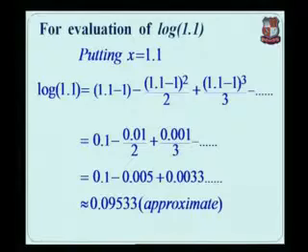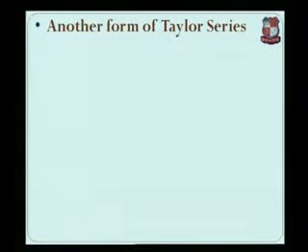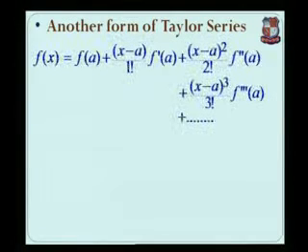So this is the application of Taylor series or Maclaurin series. First of all we expand the function, and then after we put the value that is inside the domain. Now another form of the Taylor series, we have this formula: by the Taylor, f(x) is equal to f(a) plus (x minus a) by 1 factorial f dash a plus (x minus a) square by 2 factorial f double dash a plus (x minus a) cube by 3 factorial f triple dash and so on.